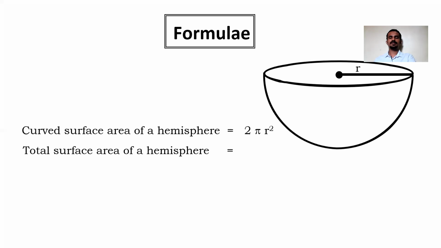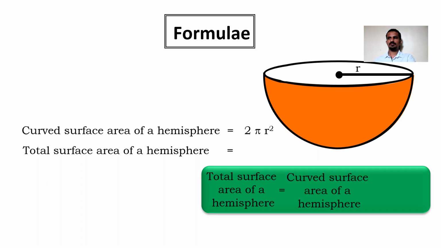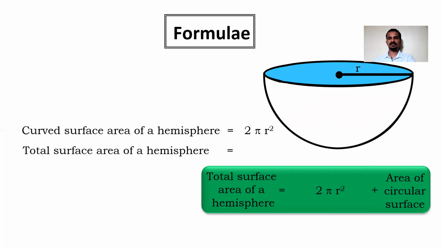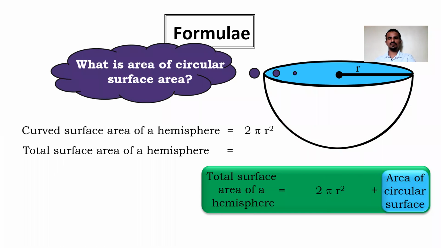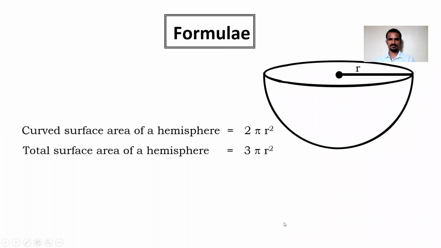Then we'll talk about the total surface area. The total surface area is always the addition of all the surfaces. That means the total surface area of the hemisphere is equal to the curved surface area of the hemisphere plus the area of the circular surface. As you can see, the blue highlighted part, we will add these two. The curved surface area has the formula 2 pi r square, and the area of the circular surface is pi r square. When we add these two, we get 3 pi r square. So the total surface area is 3 pi r square.